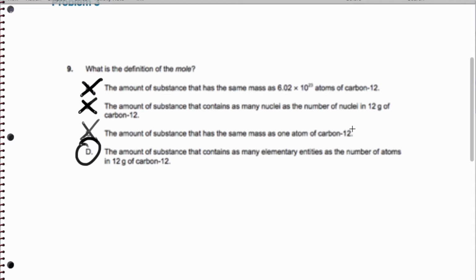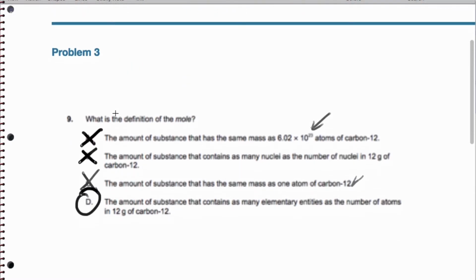So this one doesn't work because one carbon-12 atom has a really small mass. Here, no, 6.02 times 10 to the 23rd atoms of carbon-12 has a certain fixed mass. That's not a mole, that's just fixing mass. And then here, the amount of substance that contains as many nuclei as the number of nuclei? No, that's not necessarily true because we don't need to measure moles in just nuclei. So that leaves us choice D as our answer for number 3.